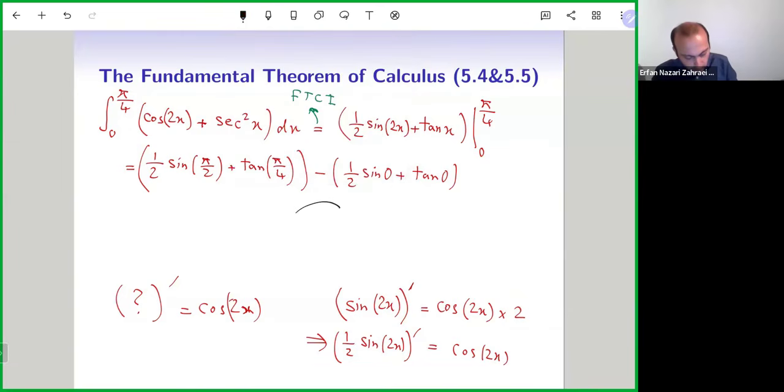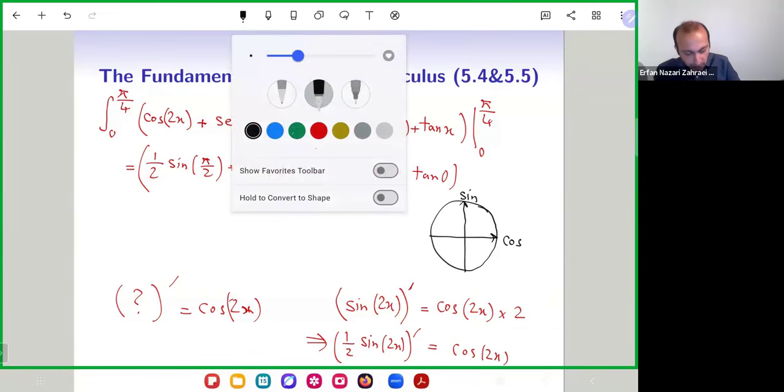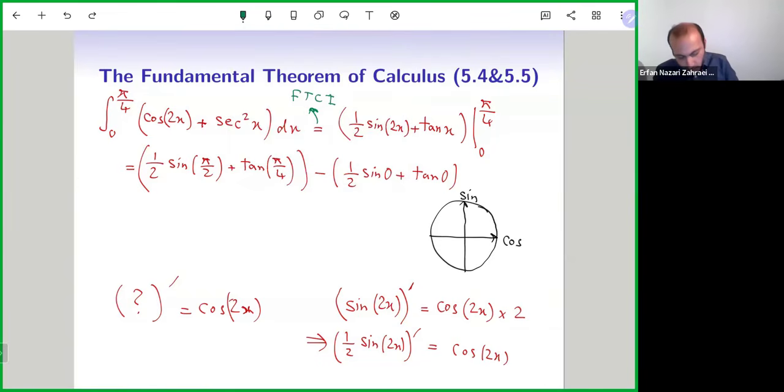If I draw a unit circle here, this is the sine axis, this is the cos axis, and for the first angle 0, it's here. As I see, the y coordinate of this point is 0, so sine is 0, so this is 0. And tangent is sine over cosine, so this is also 0. It's sine 0 over cos 0, which is 0, because sine 0 is 0.